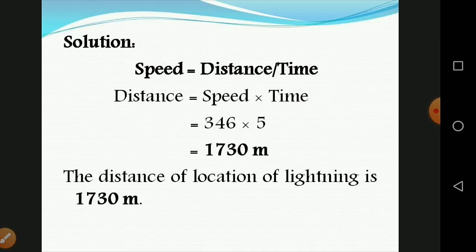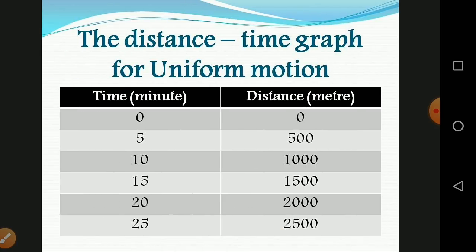So next one, graphical representation of motion along a straight line. Along a straight line, there are uniform and non-uniform motions. So first, let us discuss the distance and time graph for uniform motion. They have given a table.